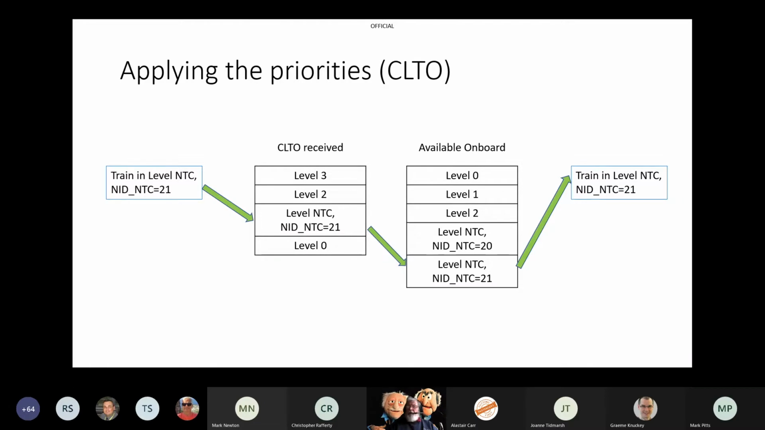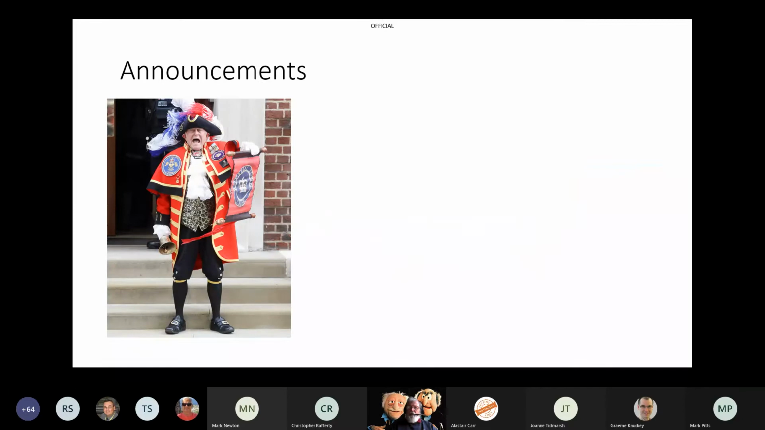So those are level transition orders and conditional level transition orders. They make the train change level. But we also have the opportunity of sending announcements. What's the point? Well, a level transition order can be sent with an offset distance, and it's only the LTO. The CLTO, the conditional level transition order, cannot have that offset distance.